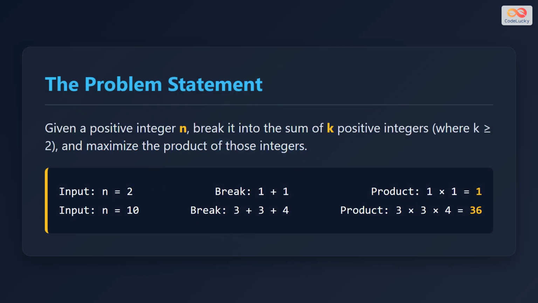Here is the challenge. You are given a positive integer, and your task is to break this number into the sum of at least two positive integers. Once you have those parts, you multiply them together. The goal is simple. Find the combination that gives you the largest possible product.